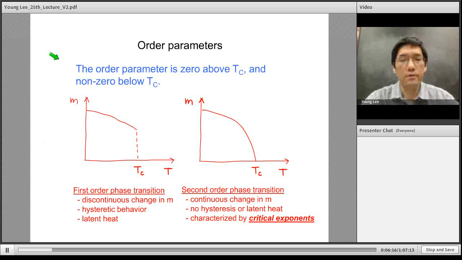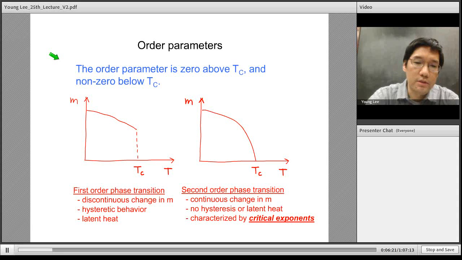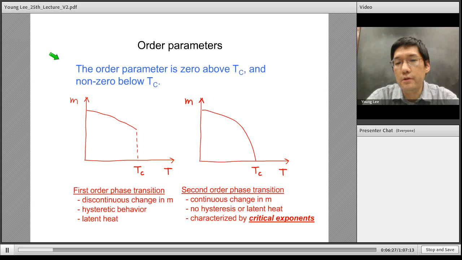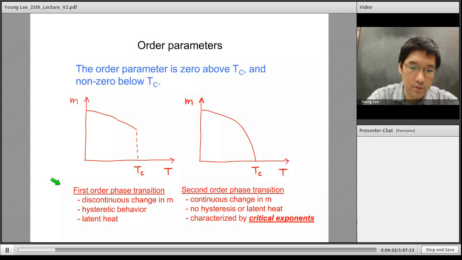So let's consider the way order parameters can change with temperature. As I said, above Tc, the order parameter is 0, and then below Tc, it becomes non-zero, but there are different ways that it can become non-zero. In this first cartoon, temperature is on the x-axis, the order parameter m is on the y-axis. Well, there might be a very sharp or discontinuous jump as a function of temperature for this order parameter. And when this discontinuous type of transition occurs, we say that's a first order phase transition.